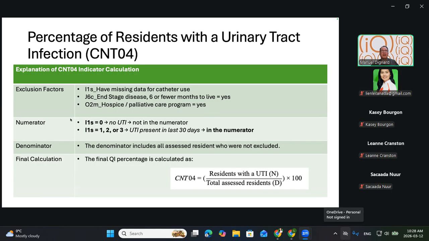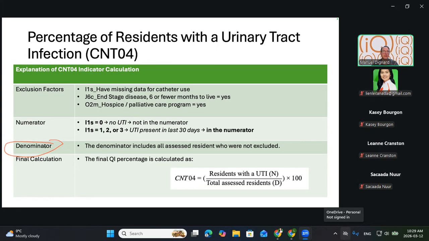So for our calculations, we have the exact same exclusion factors. First, we make sure that the assessment qualifies. The assessment qualifies, perfect. Then we look: are they end-stage disease? No. Are they hospice? No. Then they are part of the denominator.